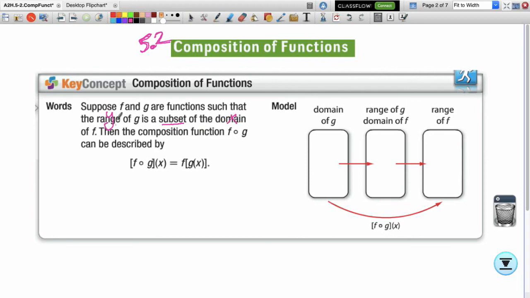Okay, so let's read that again. Suppose f and g are functions such that the y values of g are a subset, or they're within the domain of f. So the x values of our f. Then the composition function f, and then this funky little dot, which we say "of", okay, f of g can be described by f of g of x or f of g of x, which you would say the same way. These two things are synonymous.